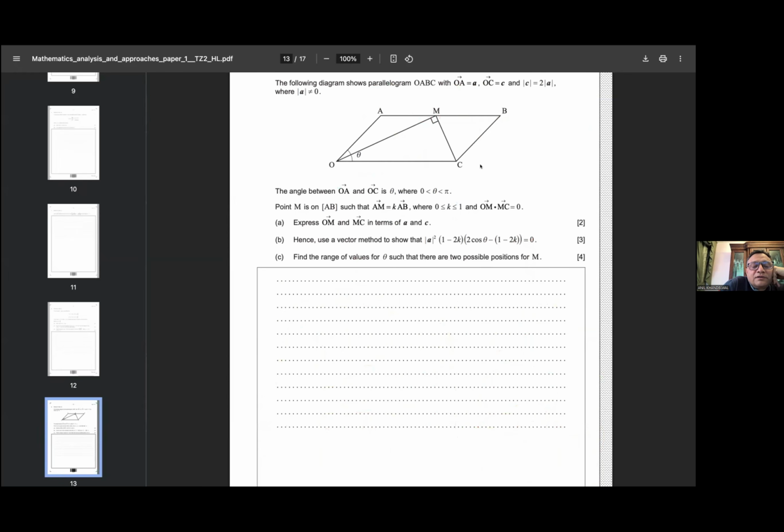What is the next question? Find the range of values of theta such that there are two possible positions of M. Two possible positions of M really means that, for example, here, I could have a symmetrical value. We could have M here also, giving 90 degrees. So M is a point where the two lines from O and C intersect at right angles. That's what it is, correct?